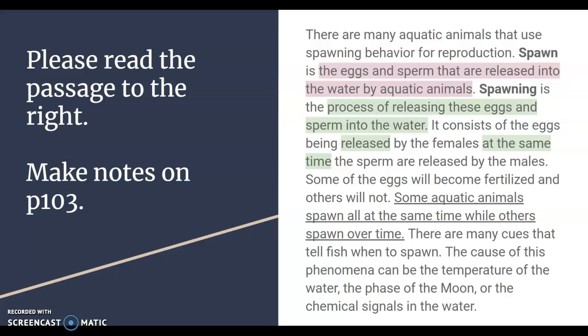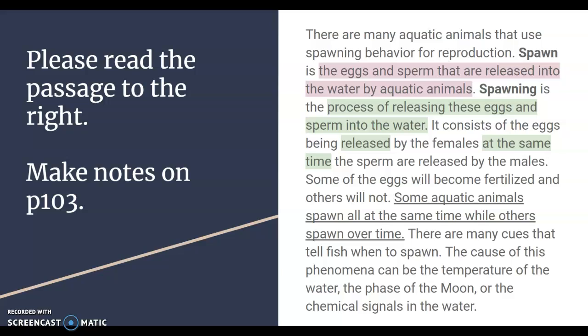There are many aquatic animals that use spawning behavior for reproduction. Spawn is the eggs and sperm that are released into the water by aquatic animals. Spawning is the process of releasing these eggs and sperm into the water. It consists of the eggs being released by the females at the same time the sperm are released by the males. Some of the eggs will become fertilized and others will not. Some aquatic animals spawn all at the same time, while others spawn over time.